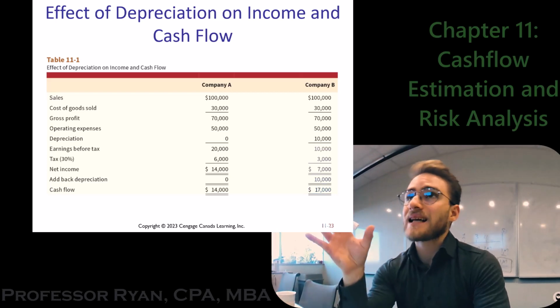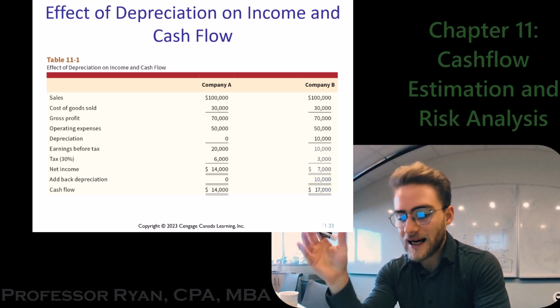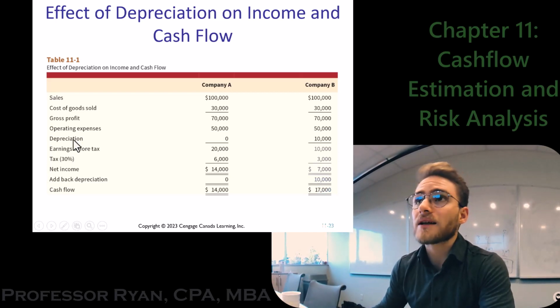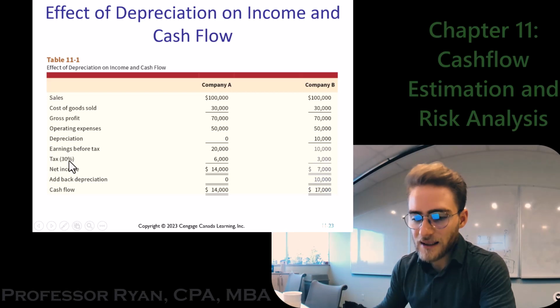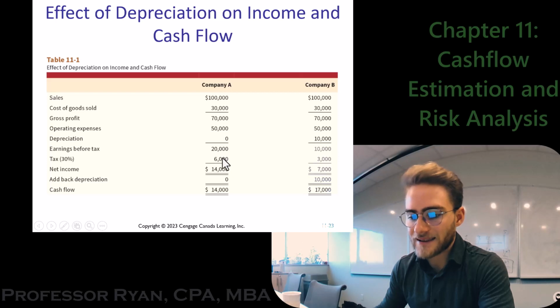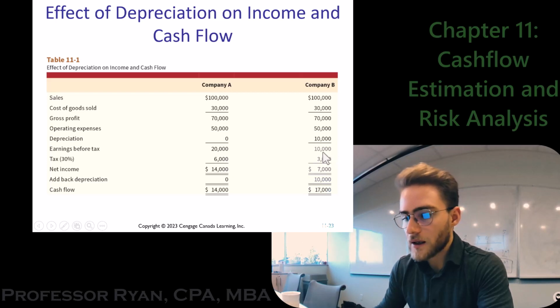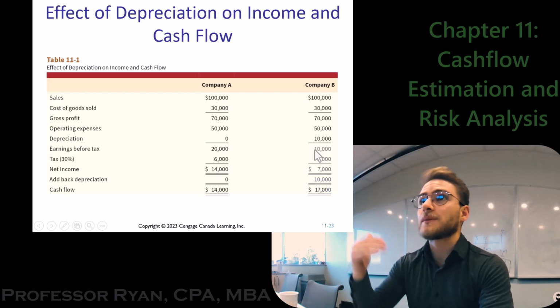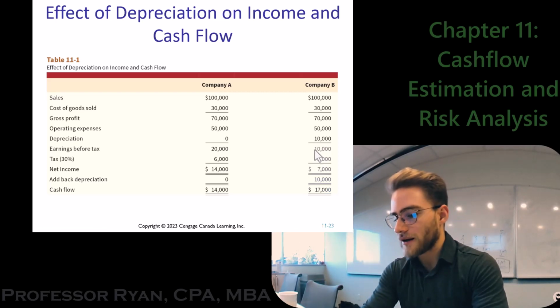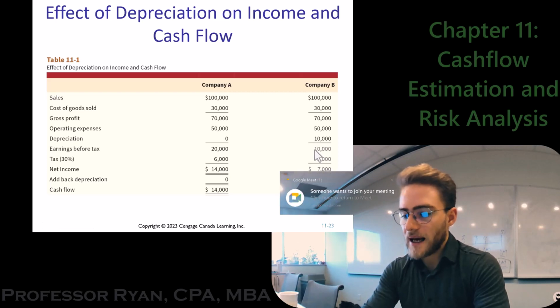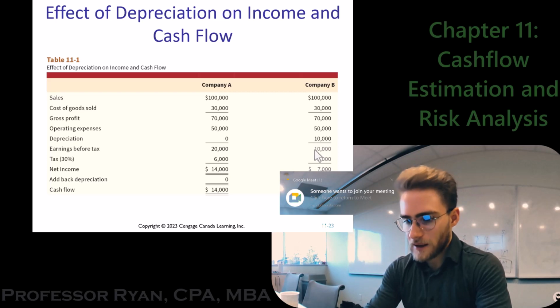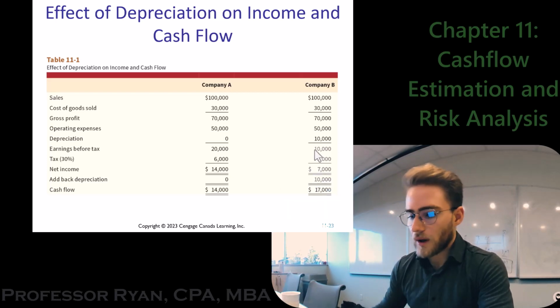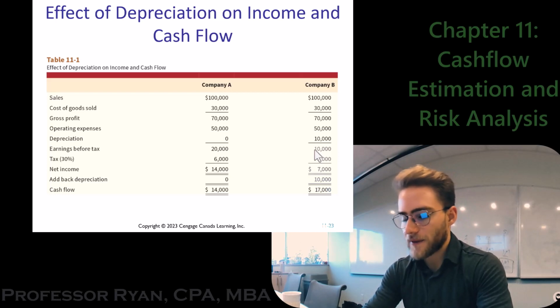So company A pays $6,000 in taxes. That $6,000 in taxes is basically this 30% that you see here, and that 30% is multiplied by the $20,000 in earnings before tax to get $6,000, right? Whereas company B takes that same 30% tax rate and only has to multiply by $10,000, right? Because their taxable income is lower, and therefore only pays $3,000 in taxes. So company A has a net income of $14,000, whereas company B has a net income of $7,000.